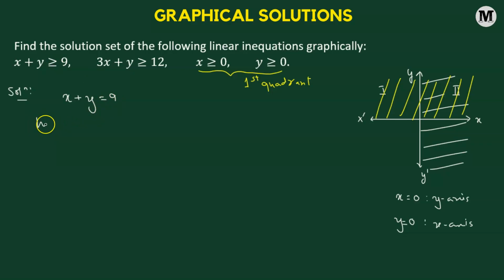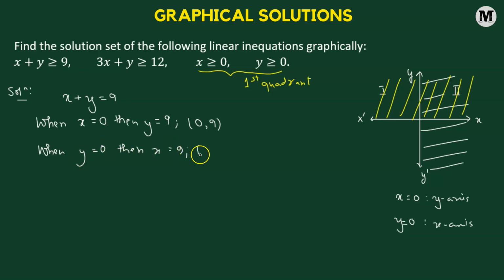Next, we're going to consider two points. Let's say for the first point, if we choose the x value to be 0, then the corresponding y value comes out to be 9. So this gives us the point (0, 9). Then if we consider the y value to be 0, the corresponding x value comes out to be 9. So in this case, we have the other point (9, 0).